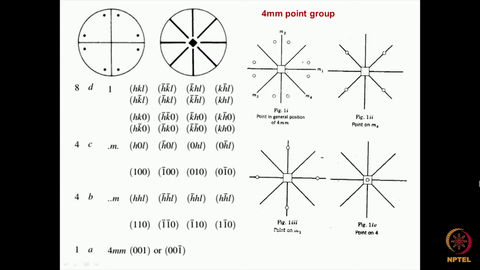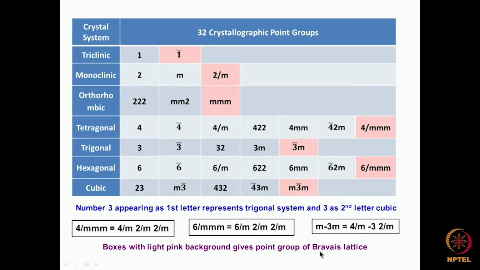So, where exactly the point can be placed to generate all the symmetry is given in this table. A similar table will be given in space group diagram as well, like what has been given for point. This is a point group representation 4 mm, because we have only considered around a point. Okay.